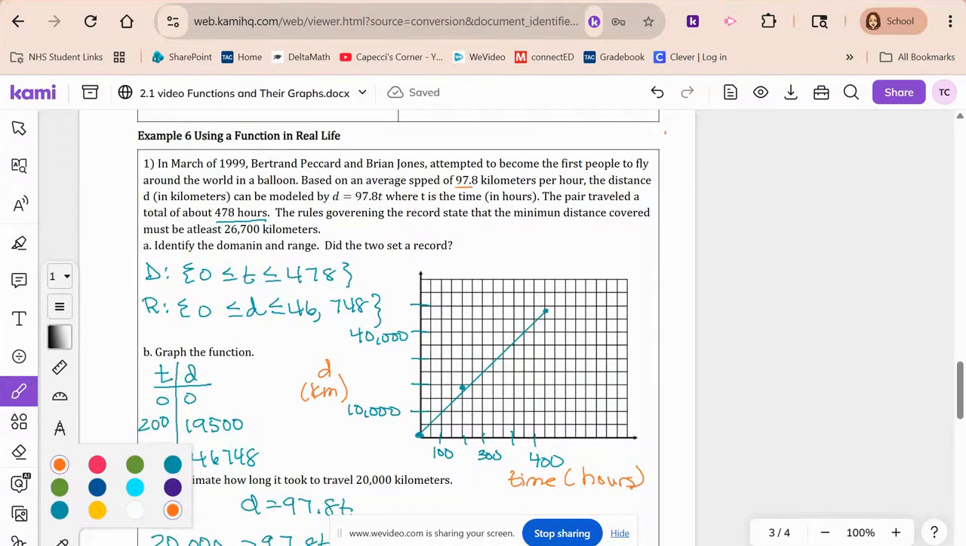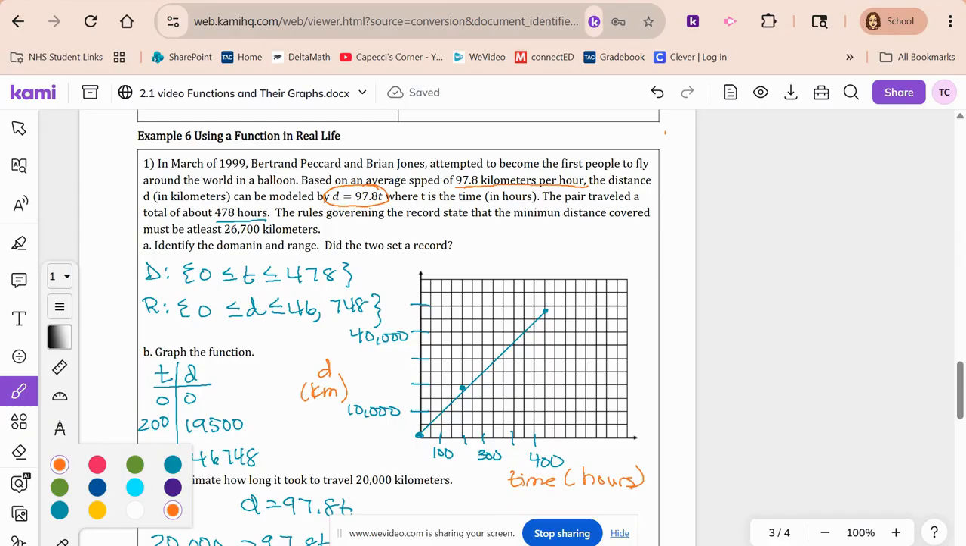Okay, let's take a look at the word problem. In March of 1999, Bertrand and Brian, they attempted to become the first people to fly around the world in a balloon. So they have an average speed of 97.8 kilometers per hour. And the distance is what we can look for here. So that's our little equation. Distance equals rate times time, right?